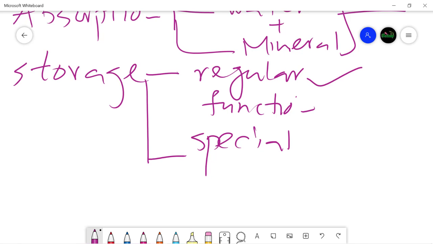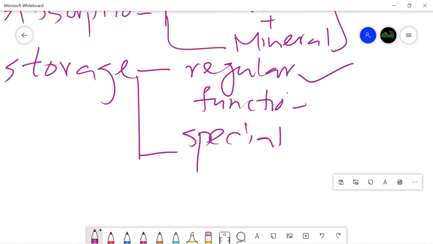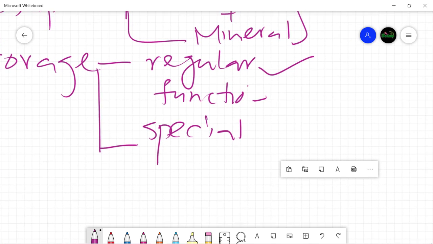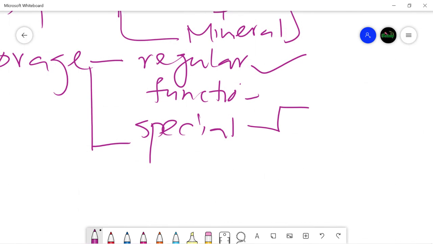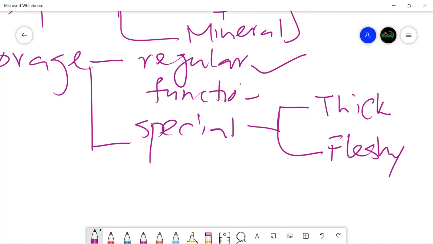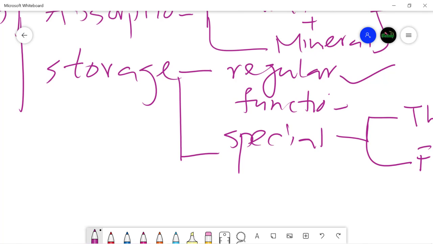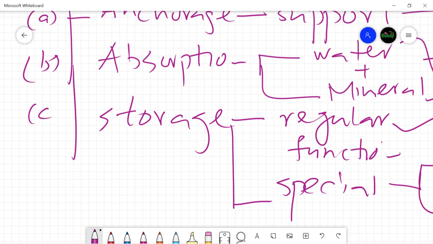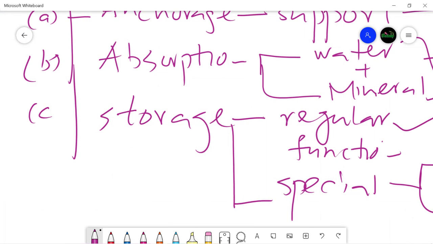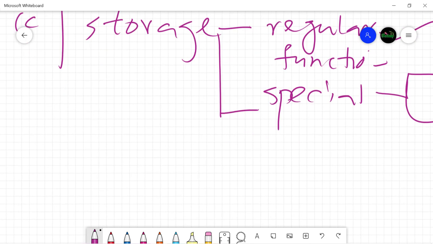But when it becomes specially modified, when it becomes thick and fleshy, then it becomes a special function. So what it does, that it stores up food. So the third function of the root, whether a regular function or a special function, is storage.